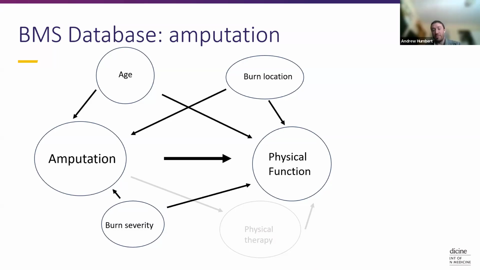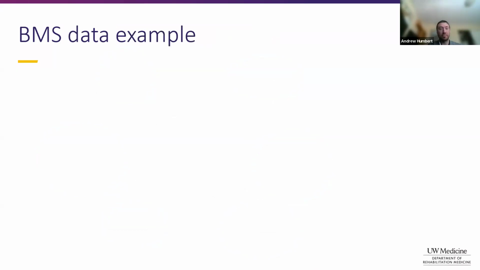I want to remove those variables from my model that are in the causal pathway so I don't accidentally adjust out the effect that amputation has on physical therapy, which in turn has on physical function. But I'm going to keep age, burn location, and severity in that model because they're causally related to amputation. There's no pathway from amputation to physical function through burn severity, right? It goes the opposite direction. Same with age, it goes the opposite direction. Same with burn location, opposite direction. So there's an association there I need to account for, but I'm not worried about it being in the causal pathway. So this is the model that I would end up with through this thought experiment.